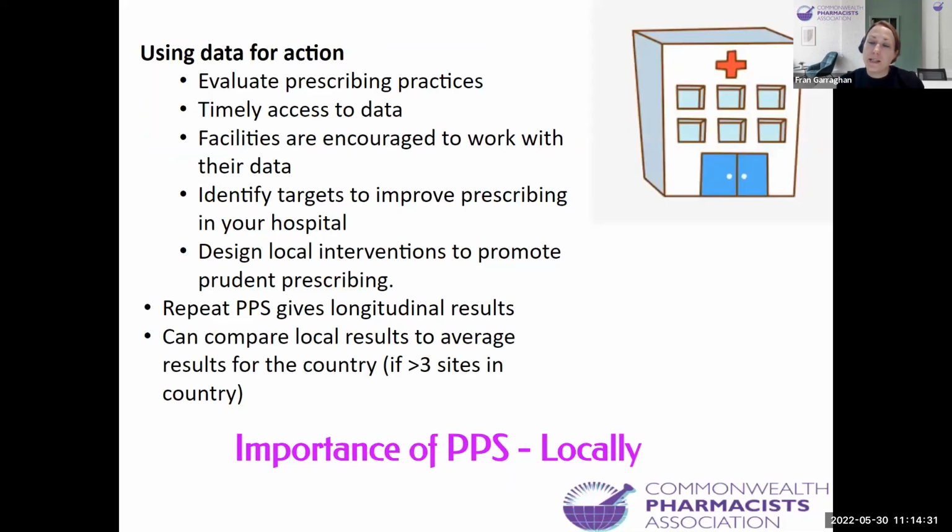So why are point prevalence surveys important locally? We really need to use data for action. We can use them to evaluate prescribing practices and give timely access to the data. The facilities are encouraged to work with their own data and really use this to identify targets to improve prescribing in your own hospitals. We can then design local interventions to promote prudent prescribing of antimicrobials. Repeat point prevalence surveys can give longitudinal results, and we can compare local results to average results for the country if there are more than 3 sites within your country.